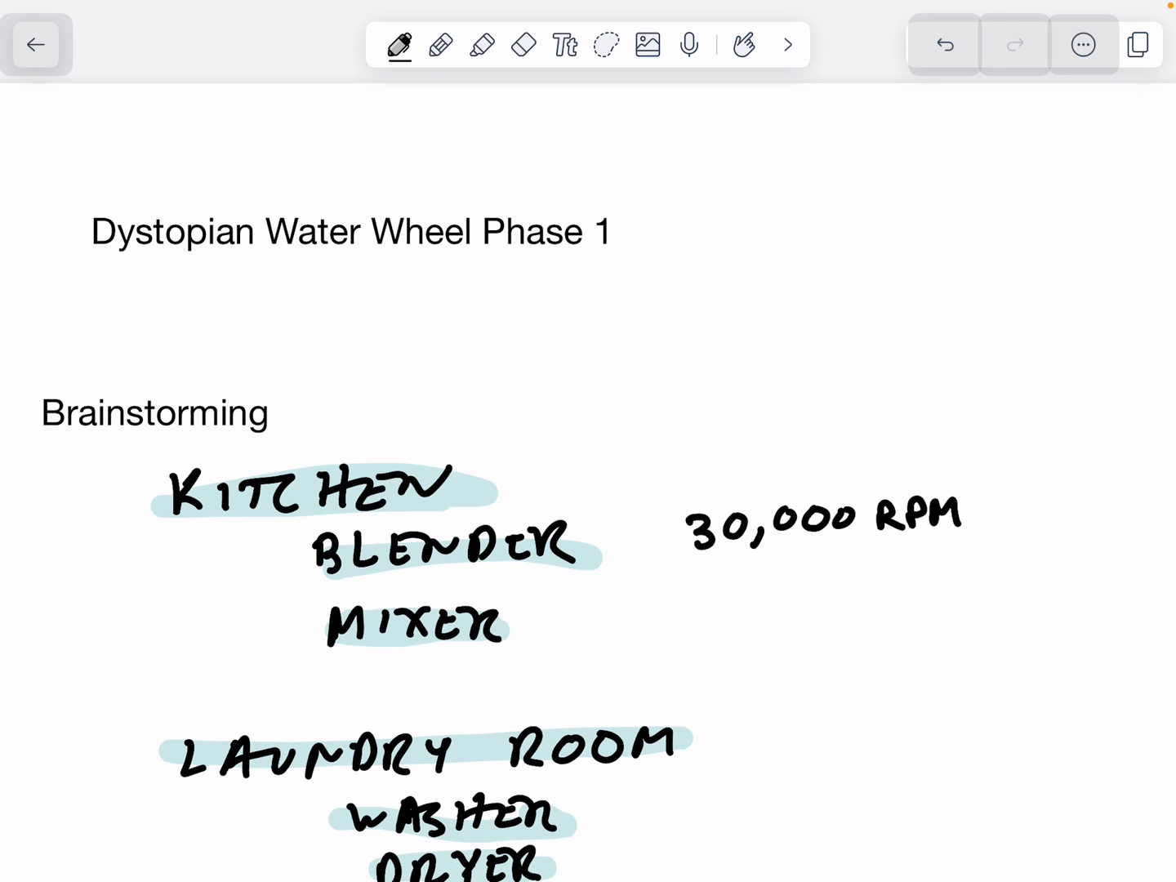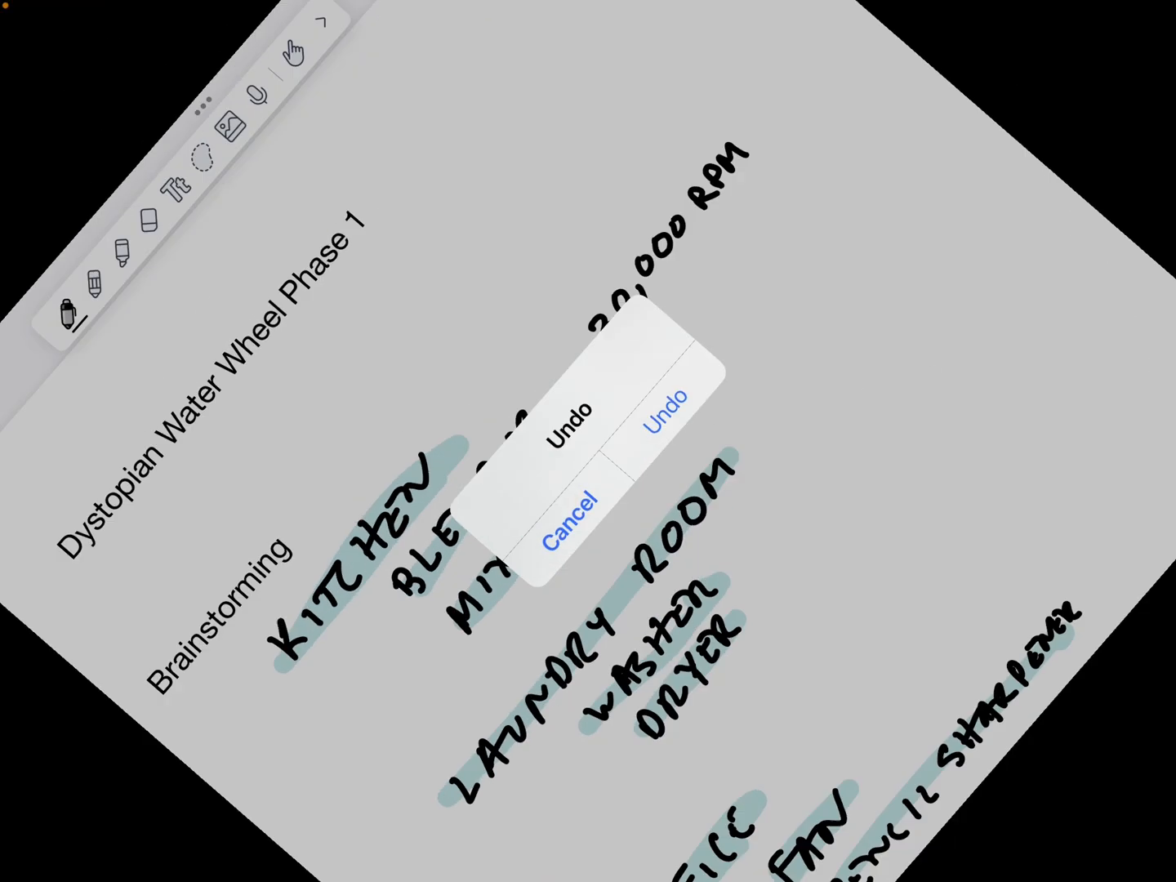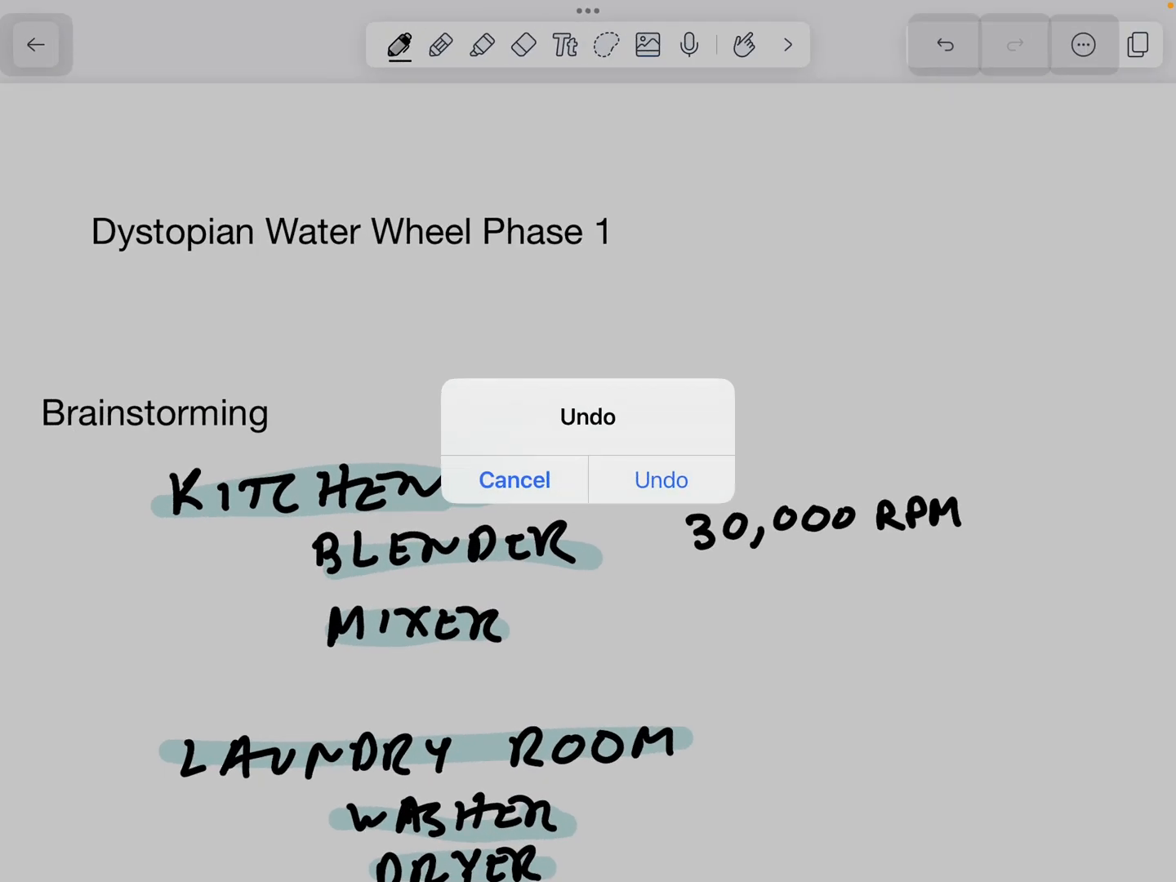You can also look up the torque, which I think is kind of interesting. So I'm going to look up the torque of a blender on the AI. Let's see if it gives me an answer. It doesn't really give a torque answer. So if you can't find torque, not a big deal.